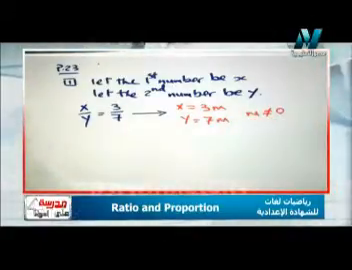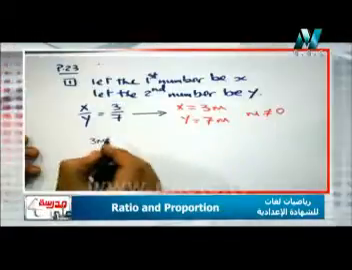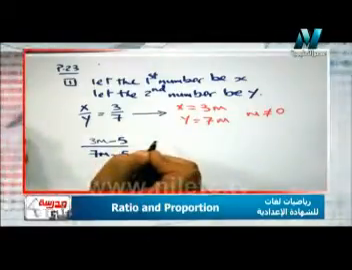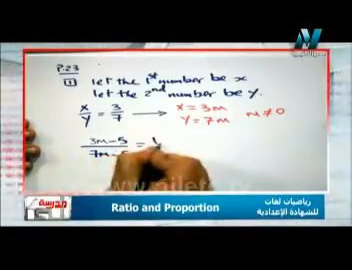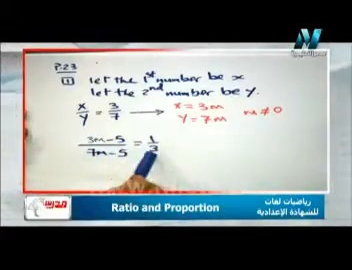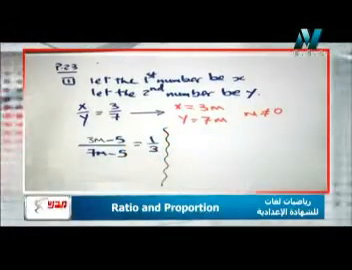Now, the question says if we subtract 5 from each term. So I'm going to subtract 5 from each of these two terms, and write here (3m minus 5) over (7m minus 5). In the question, if I do so, the ratio between them becomes 1 to 3. Now for this equation, (3m minus 5) over (7m minus 5) equals 1 over 3, I'm going to solve it using a strategy we call the cross multiplication strategy.